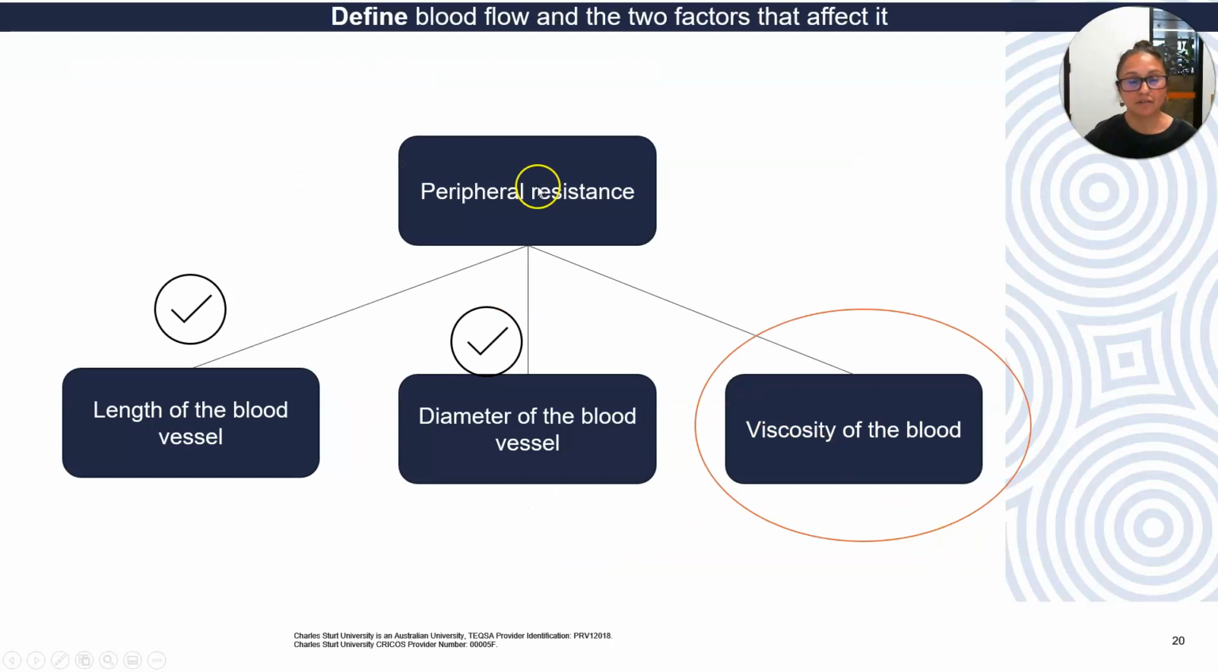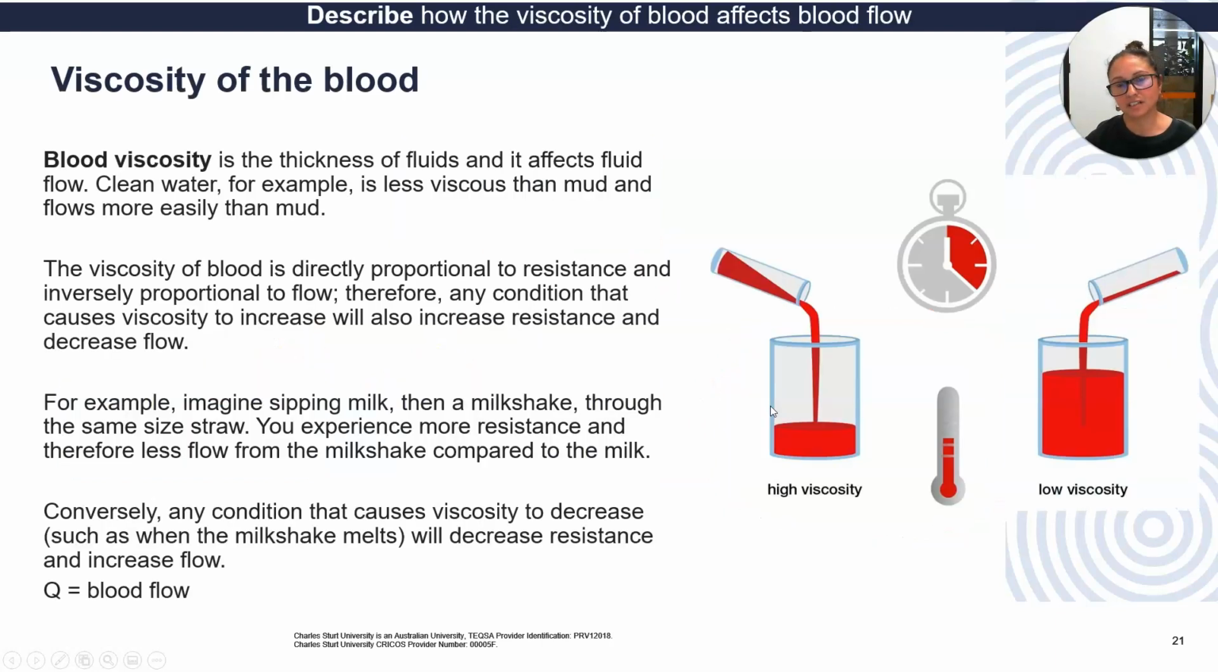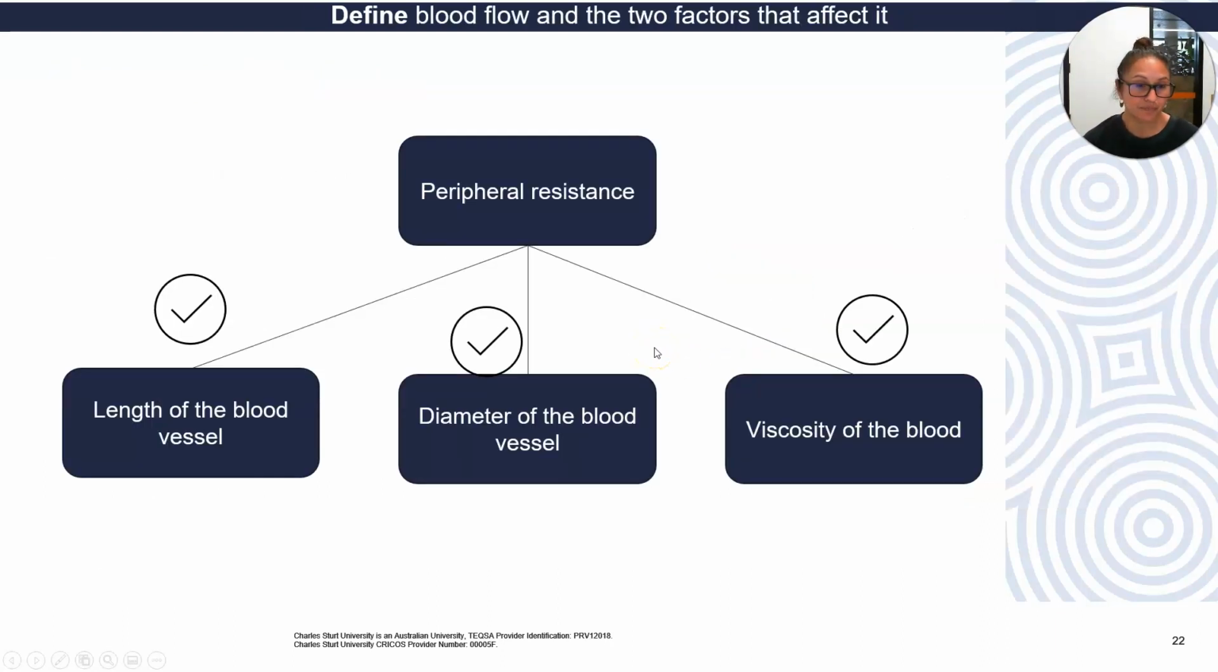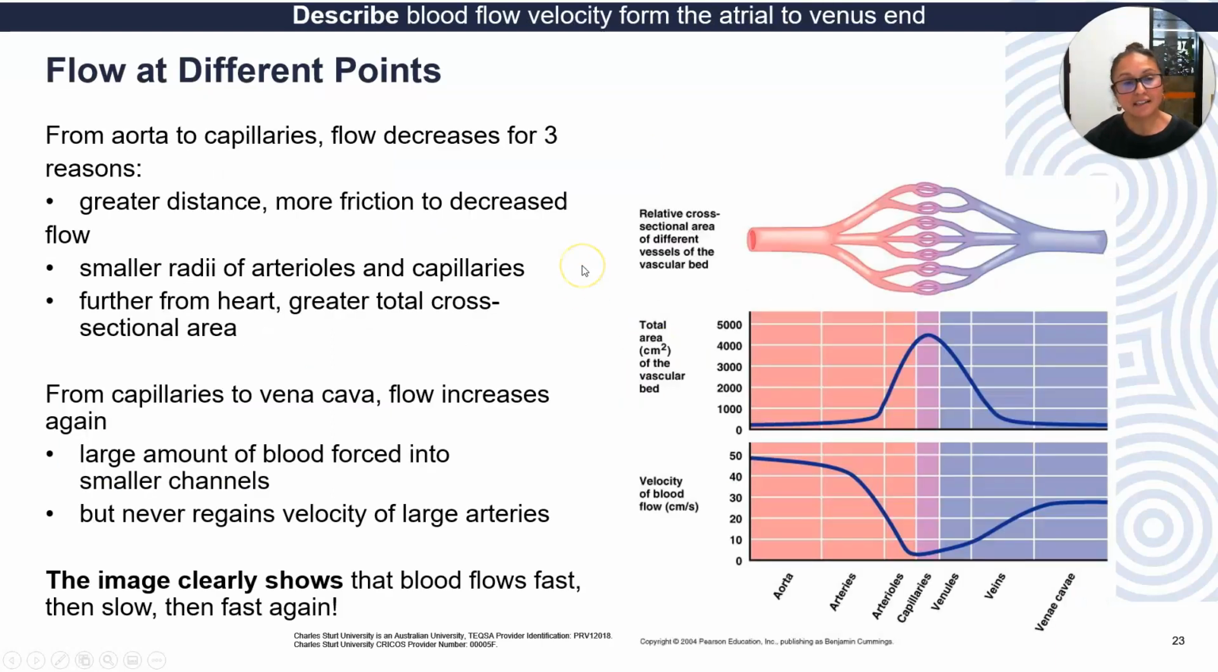Okay, so we looked at two factors that affect peripheral resistance. And now let's look at the viscosity of the blood. Of course, we've seen this before. High viscosity equals less blood flow. I don't need to go into that anymore. You've seen this before. Okay, and that is it.